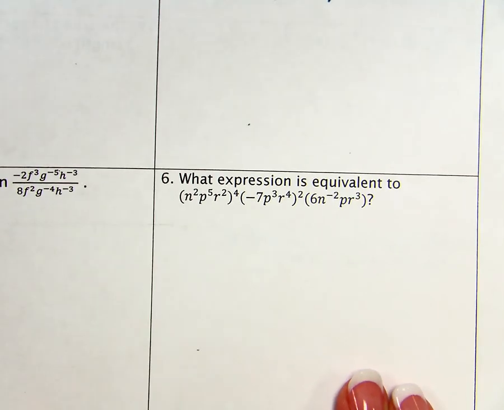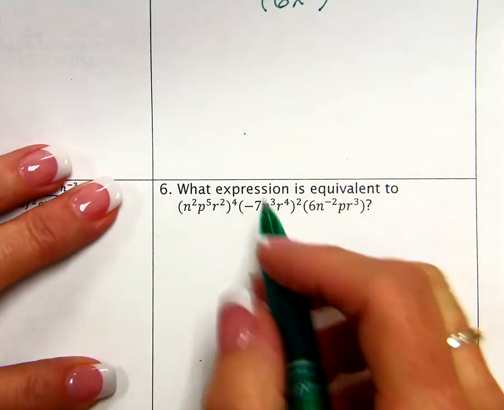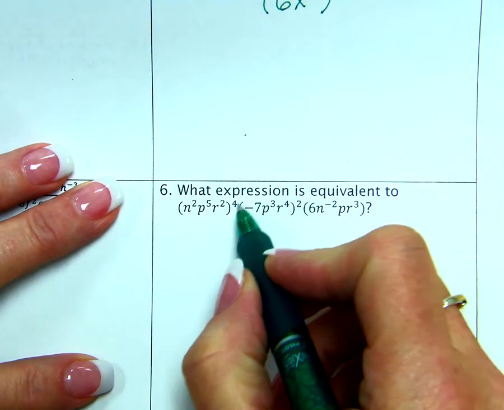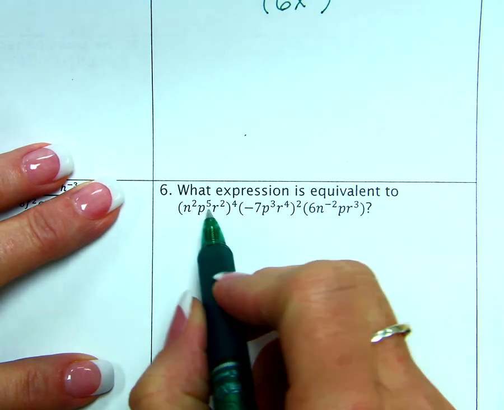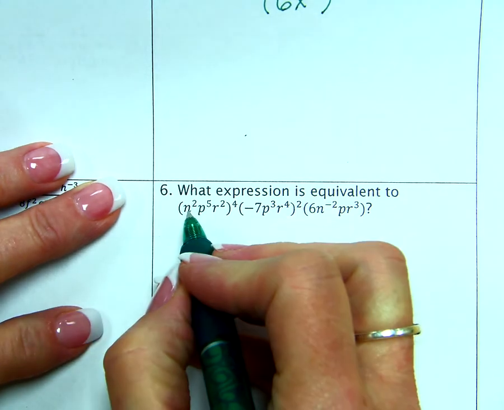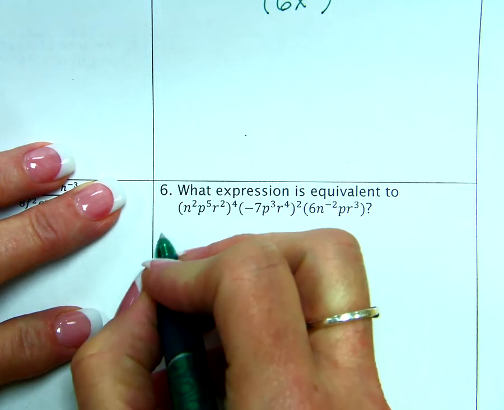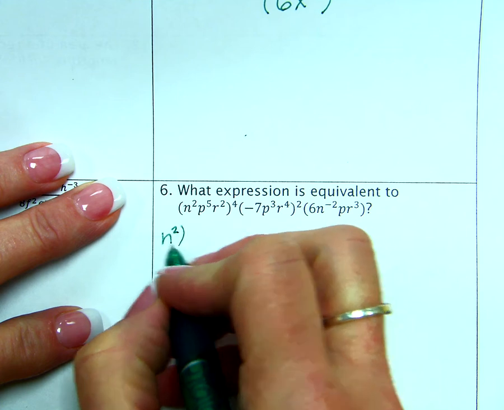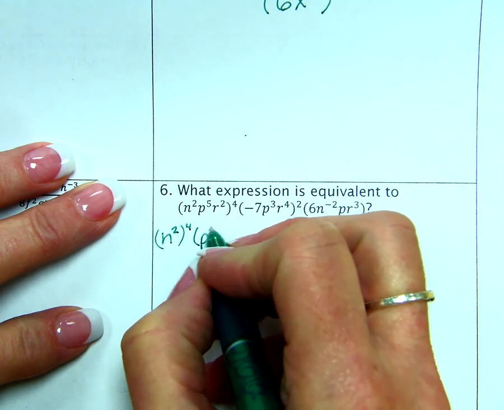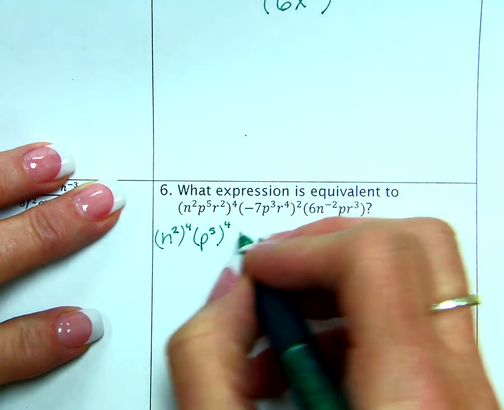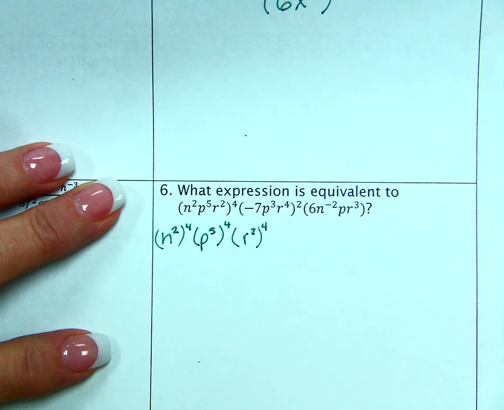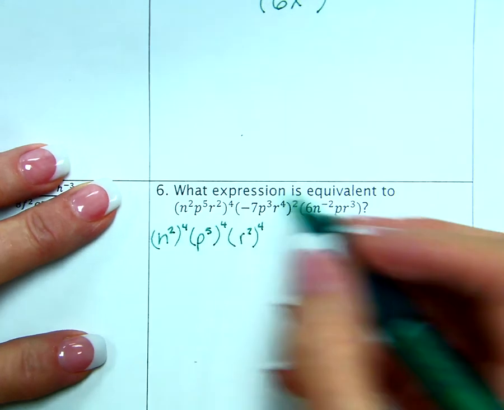Number 6. All we have to do here is we have this factor times this factor times this factor. These first two factors have a power to them, so what we have to do is take each of these inside factors and raise them to that power. So we're going to take n squared, raise that to the 4th power. We're going to take p to the 5th, raise that to the 4th power. We're going to take r squared, raise that to the 4th power. So that's the first part.